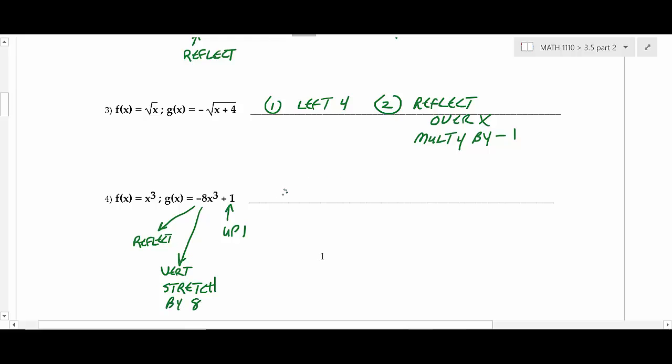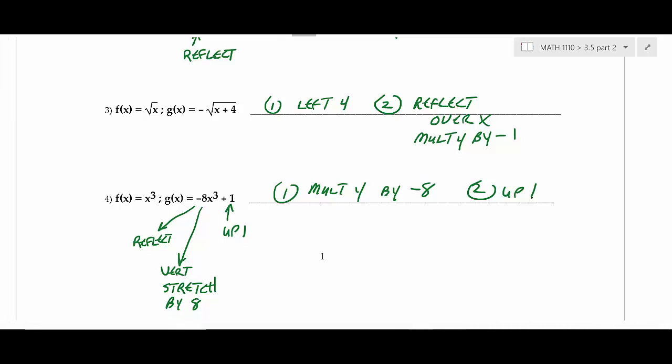If you were doing this in the right order, well, the first thing you would really do if you were going to do the transformations the way I was teaching you is you would just multiply all of your y's by negative 8. That will stretch and reflect at the same time. There's no point in doing that in 2 steps. And then the second thing you do is you just move everything up 1. Okay, so that's how that goes. All right, everybody with me there?